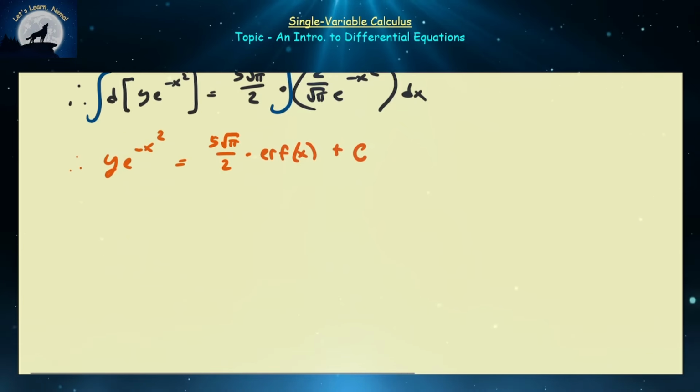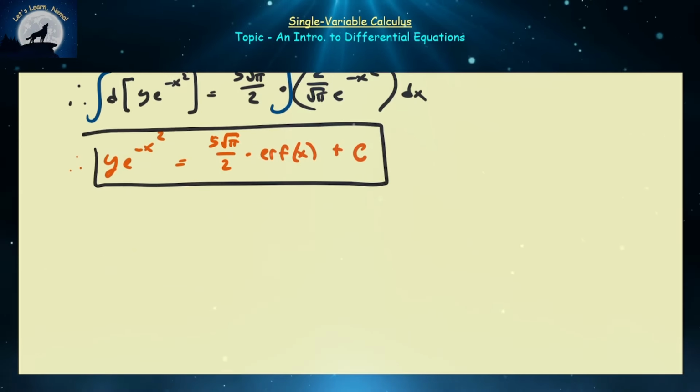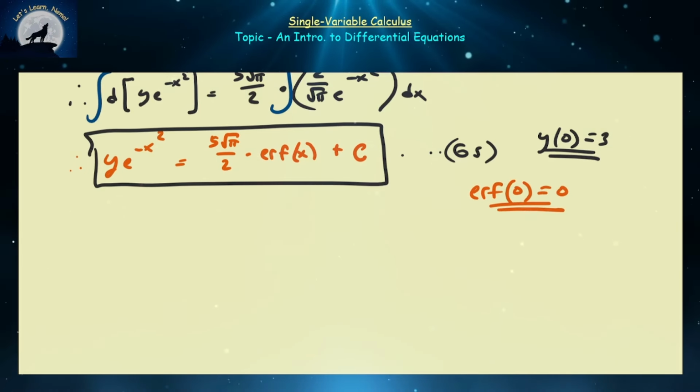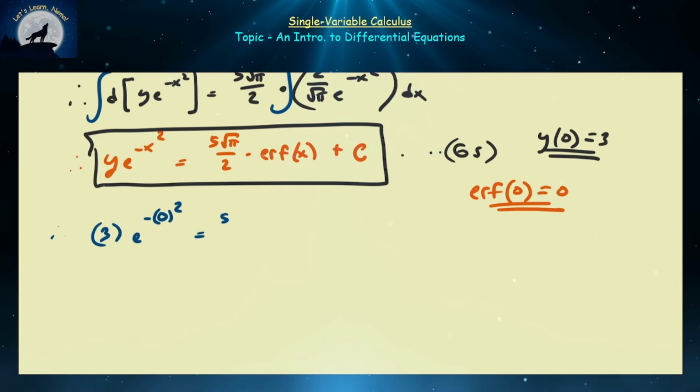So here, provided that you knew what the error function was, this is our general solution to our differential equation. Now we can use our initial condition, y of 0 is equal to 3, to generate our particular solution. And keep in mind, if you do not know what the error function is, it has one of the special properties that the error function of 0 is equal to 0, in case you're curious. So what do we have here? y is going to be equal to 3, so we're going to have 3 times e to the minus 0 squared equal to 5 times the square root of pi divided by 2 times the error function evaluated at 0, plus c.